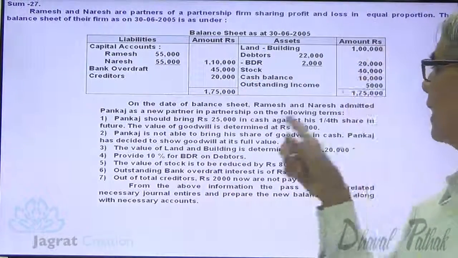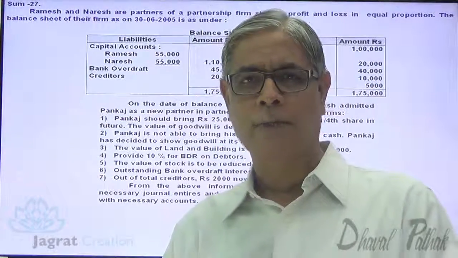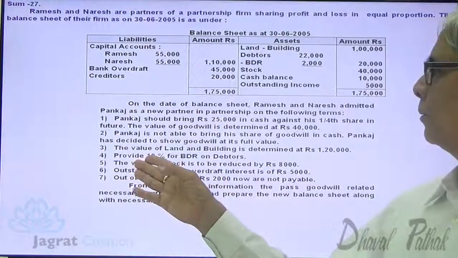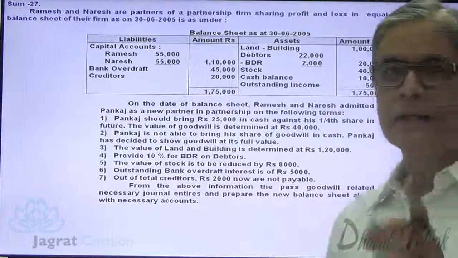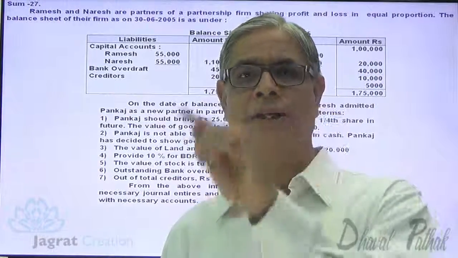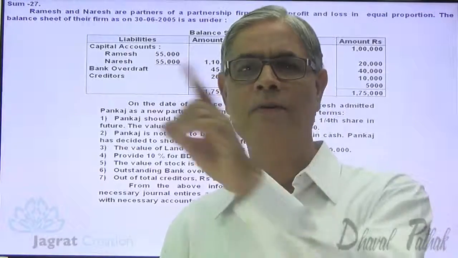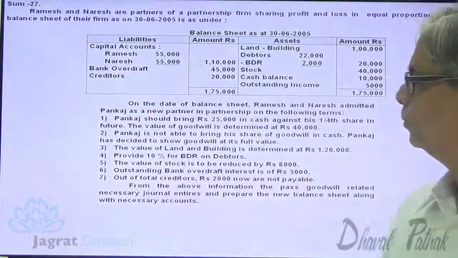Land and building is 1 lakh, increase in value 20,000, credited to revaluation account or profit and loss adjustment account. Provide for 10% bad debt reserve. Debtors are 22,000, bad debt reserve required at 10% means 2,200. Existing reserve is 2,000. Additional provision to be made is 200. For that, revaluation account gets debited.